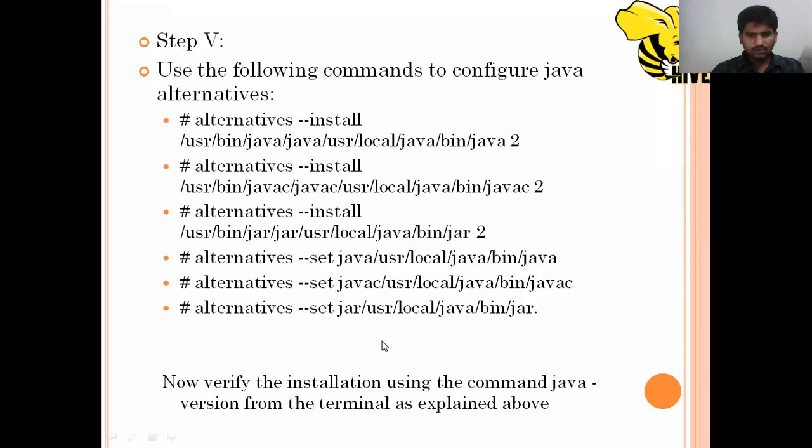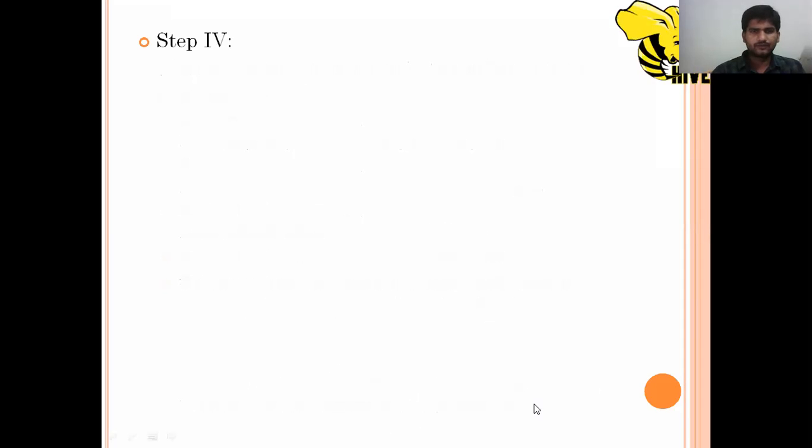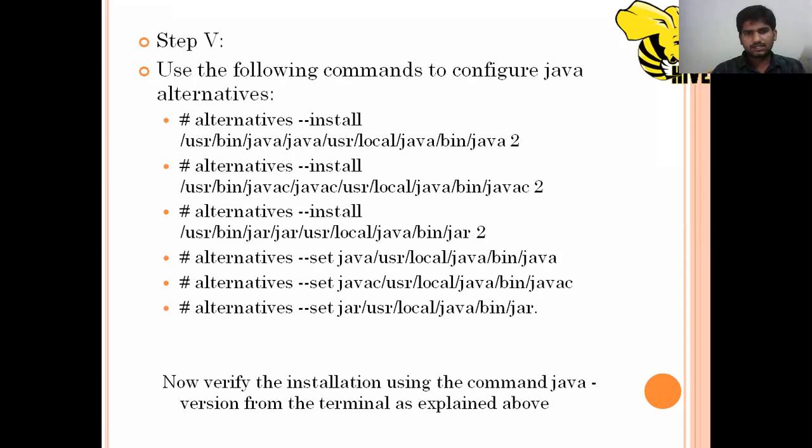So now we verify the installation using the command java -version. The following terminal is expanding above. So once we have properly done the installation, these things will show on the screen.